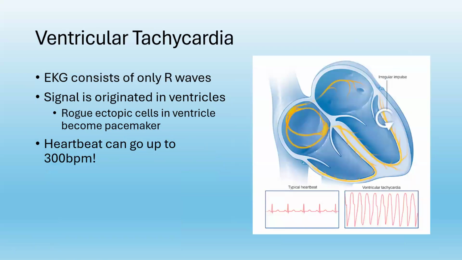Another type of arrhythmia is ventricular tachycardia. This is when the EKG has only R waves. This is because the signal is originating in the ventricles due to rogue ectopic cells or pacemaker cells like the SA node that appear in the ventricle and become the pacemaker of the cell. This causes the heartbeat to go way too fast, going up to 300 beats per minute.